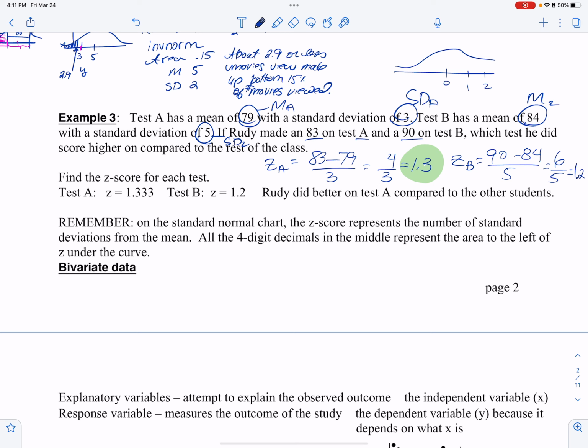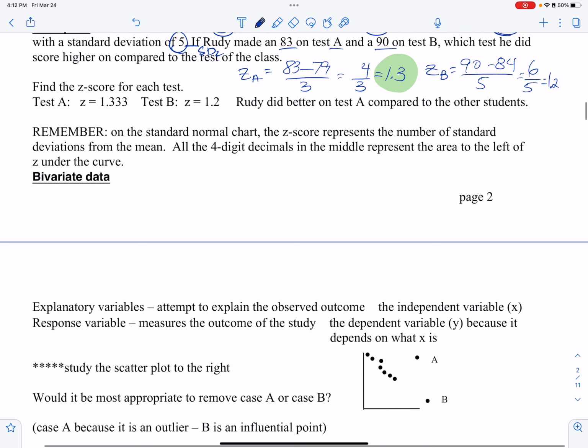The 1.3 would be here. 1.2 would be here, and then 1.3 would be here. And you can see that if this is compared to everybody else, obviously the 1.3 is higher, and it's more unusual, and it's a better score.